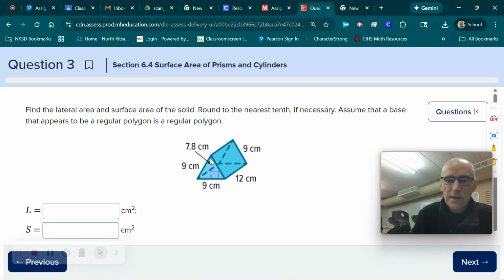So can you see that the triangle right here that I just outlined would slide through the object? Now this is a challenging one because, yeah, you can get the perimeter of the base real easily, but can you get the area of the base?